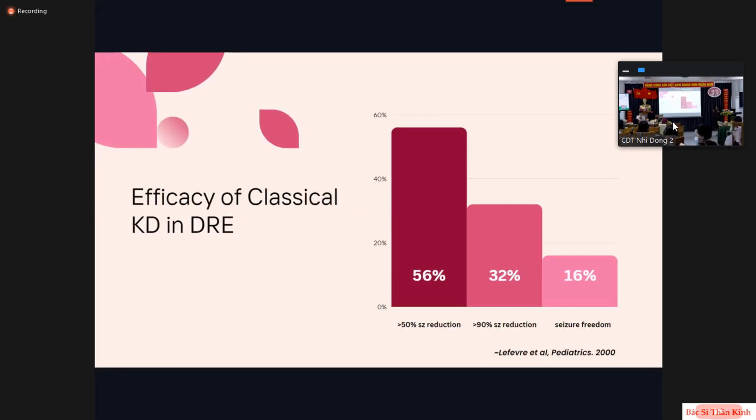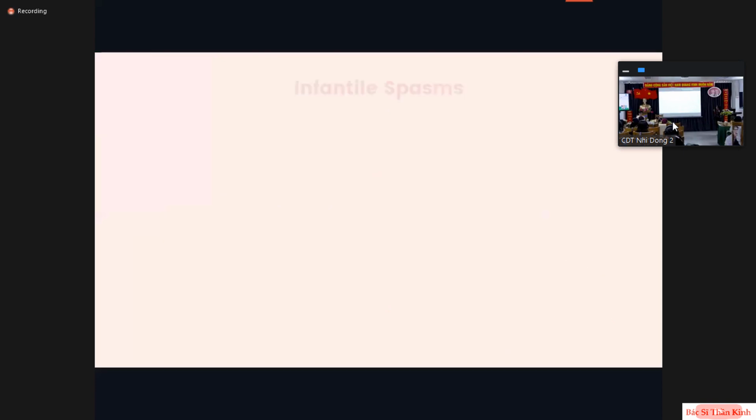This is just a paper quoting the efficacy of the classical ketogenic diet in drug-resistant epilepsy. Approximately, I think this is a quote that most of us use in our practice. 56% of them have more than 50% seizure reduction, about 32% 90% seizure reduction, and 16% seizure freedom. And that's a big amount.